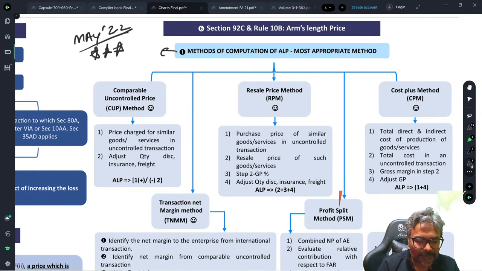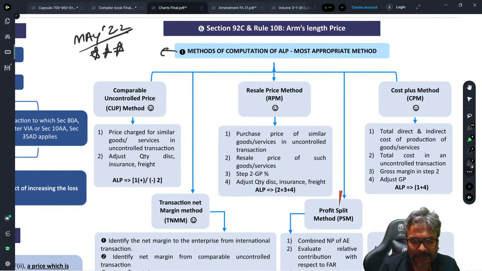The transfer pricing provision, students, the methods last time. Last time they haven't targeted anything in the examination, and I am considering the transfer pricing provision to be one of the most important provisions for your upcoming examination. Most important, students. So let's look at this TP provision.